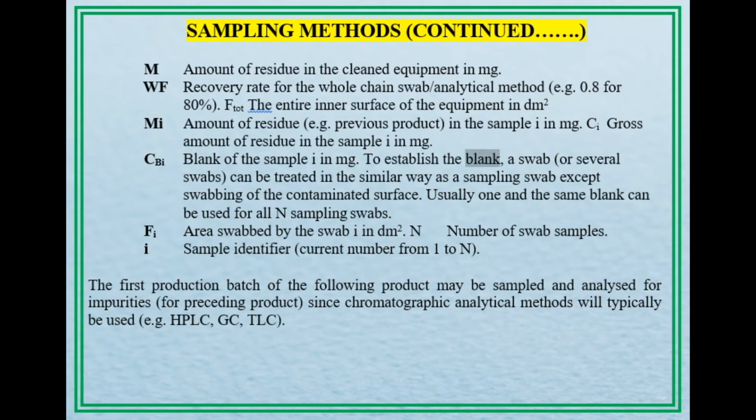To establish the blank, a swab, or several swabs, can be treated in a similar way as a sampling swab except for swabbing of the contaminated surface. Usually one and the same blank can be used for all N sampling swabs. Ai: area swabbed by the swab i in dm2. N: number of swab samples. i: sample identifier, current number from 1 to N. The first production batch of the following product may be sampled and analyzed for impurities from the preceding product, since chromatographic analytical methods will typically be used, for example HPLC, GC, TLC.